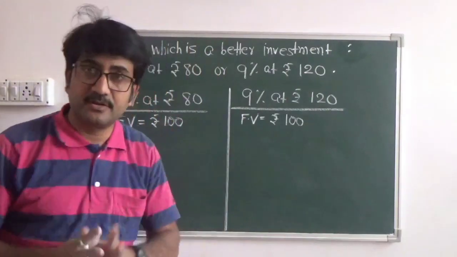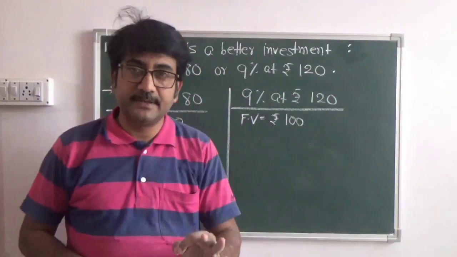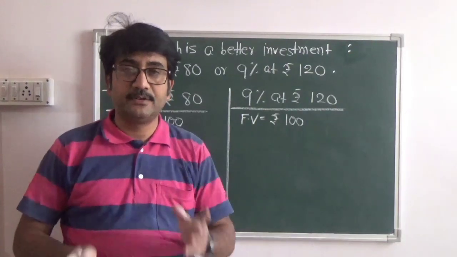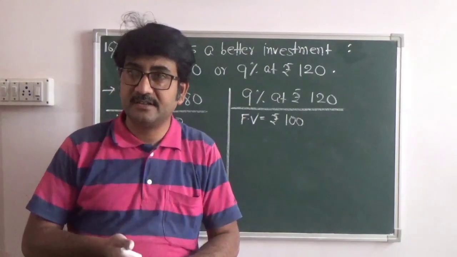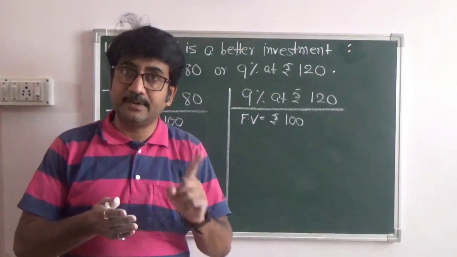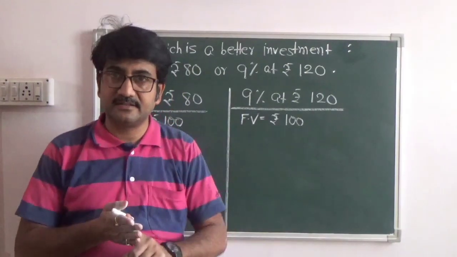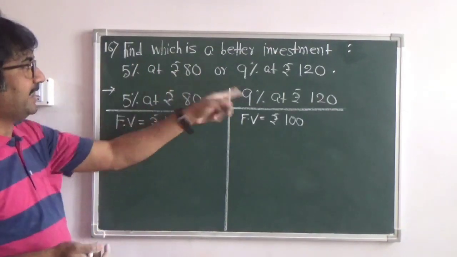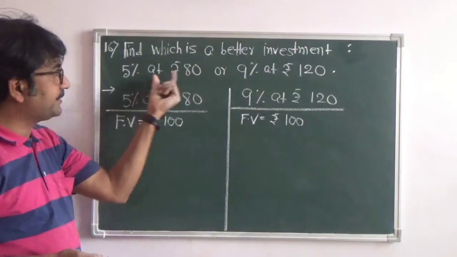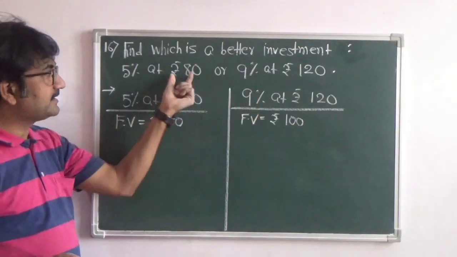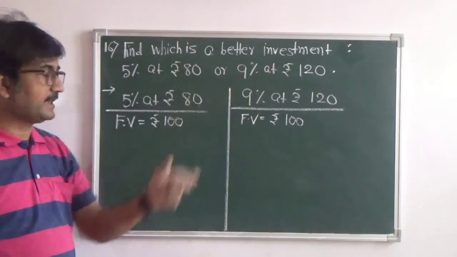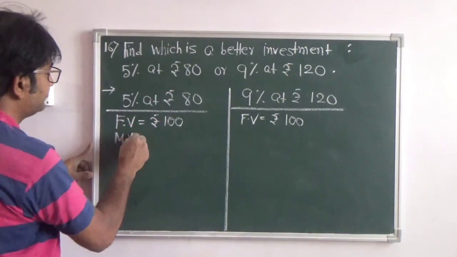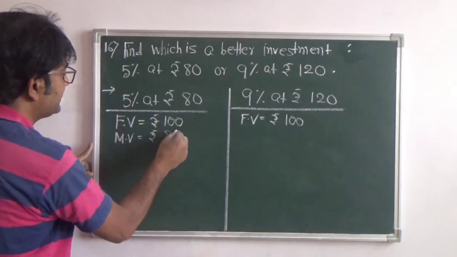If in any question the face value as well as the market value both are not given, then we take the face value as rupees 100 and the market value at par, that is also rupees 100, right? And whenever it is written at rupees 80, at rupees 120, so "at" is preceded by this amount, that means this is the market value, right? Okay. Now, if the face value is rupees 100, what is the market value? We take it as rupees 80.